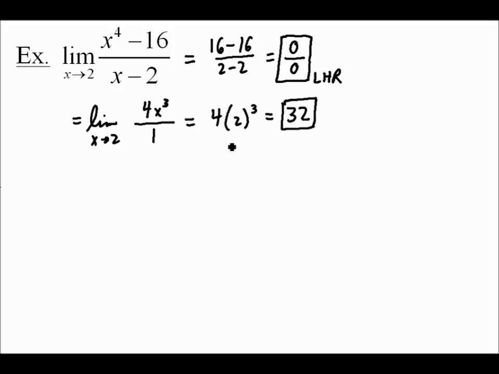We could have done this problem a couple different ways. We could have factored the top. We could have made a table of values. Either way, we would have gotten the same answer. We would have gotten 32 for this problem.